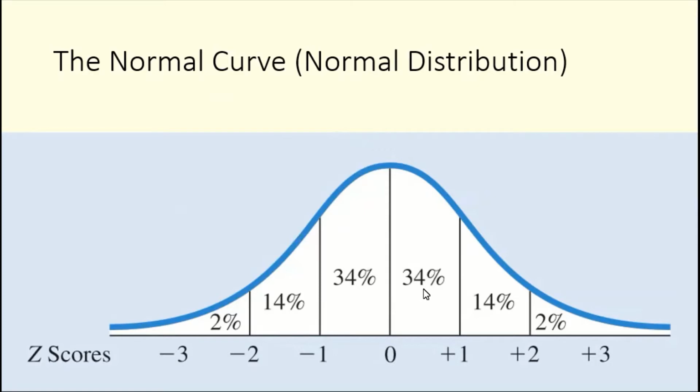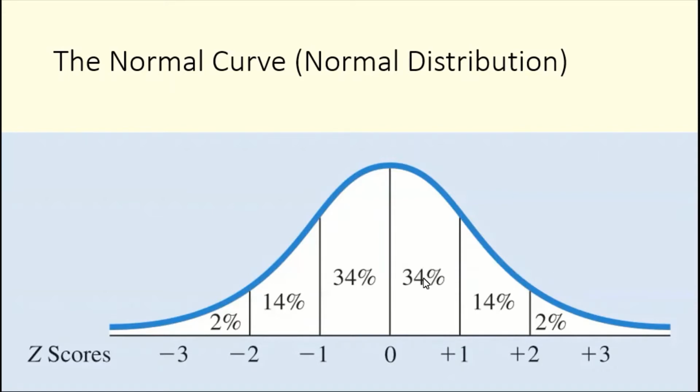But we also can see that there's 34% of the scores between 0 and +1, for instance, or 0 and -1. 14% of the scores from +1 to +2, and -1 to -2. And 2% of the scores from 2 to the end, or -2 to the end. And so we can use these percentages to figure out what percent of scores is above or below any particular score. For instance, if I was going to say how many scores are above 0, I could know that that's 50%. If I wanted to say what percent of scores is above a z-score of 1, I could add these up and say about 16%.